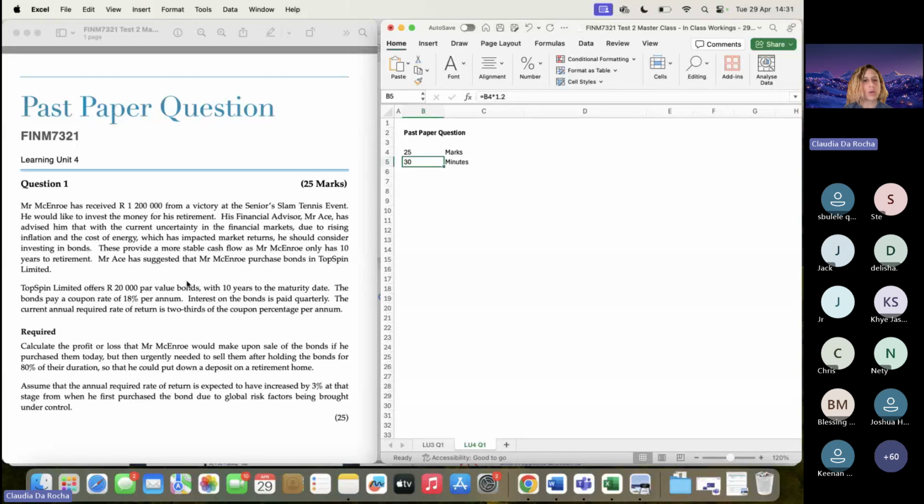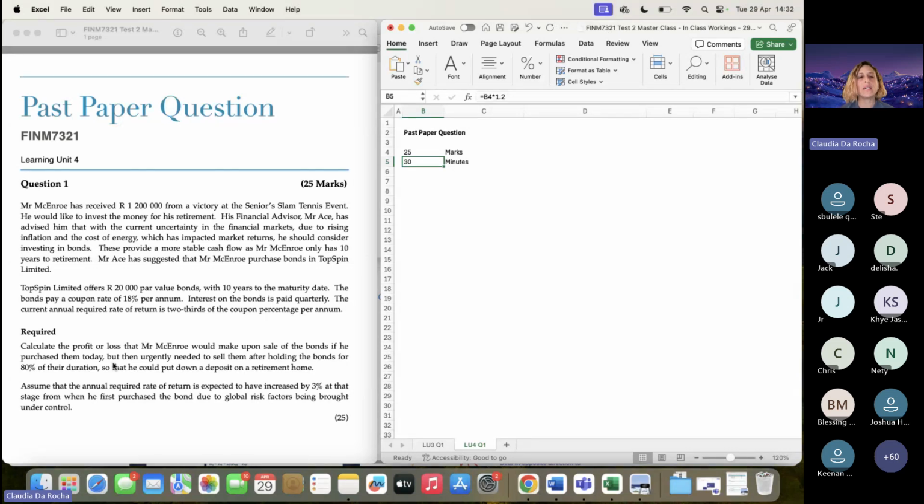All right, let's look at the required. It says calculate the profit or loss that Mr. McEnroe would make upon sale of the bonds if he purchased them today, but then urgently needed to sell them after holding the bonds for 80% of their duration so that he could put down a deposit on a retirement home. So basically, you would have purchased a bond now, you then hold it for a certain period and you sell it. So there are two values that you're going to have to calculate. The value of the bond at a point in time now, and the value of the bond if you only had 20% left of it in terms of the maturity date.